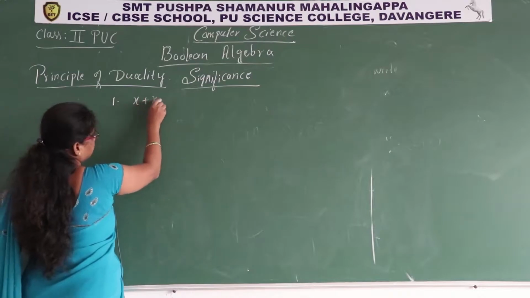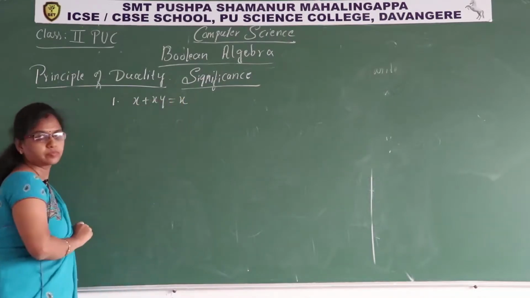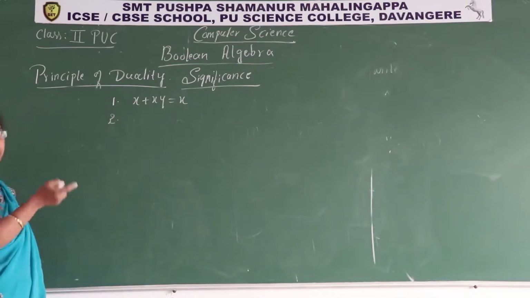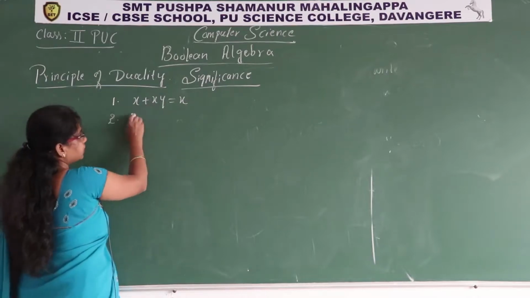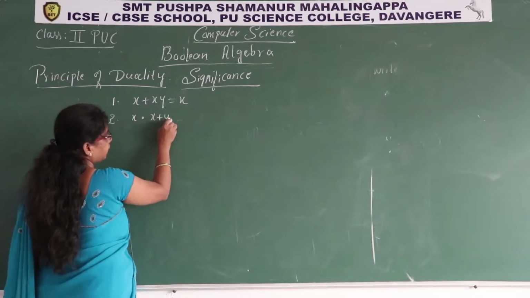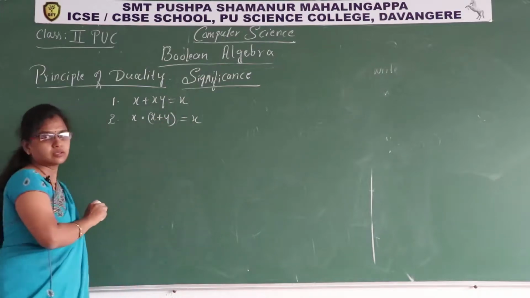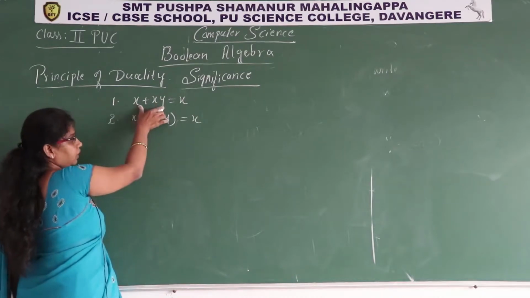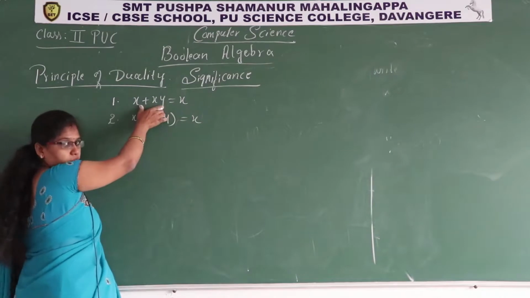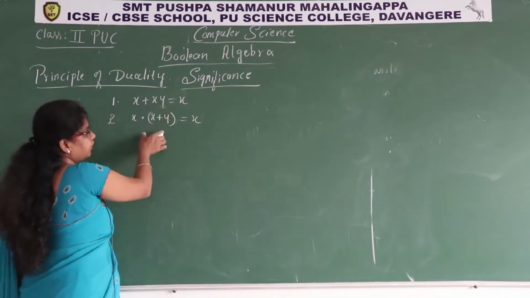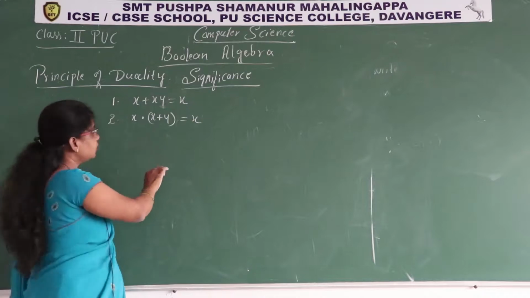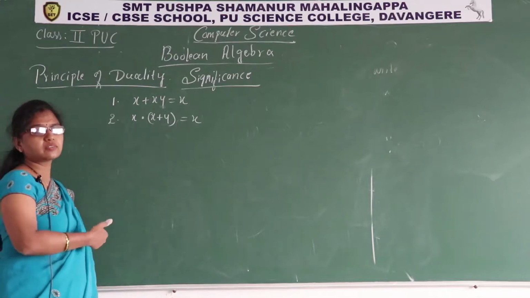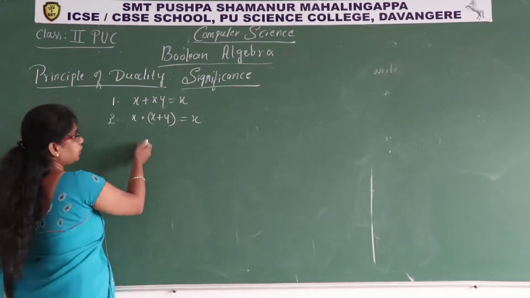X plus xy is equal to x. And we wrote one more law. By seeing this law, we can derive another by changing these operators: x dot x plus y is equal to x. So observe this. This is the principle of duality. We have a theorem, the absorption law, and from this theorem we derived one more theorem by applying the principle of duality. So the significance of the principle of duality is that we can derive a theorem from an existing theorem.